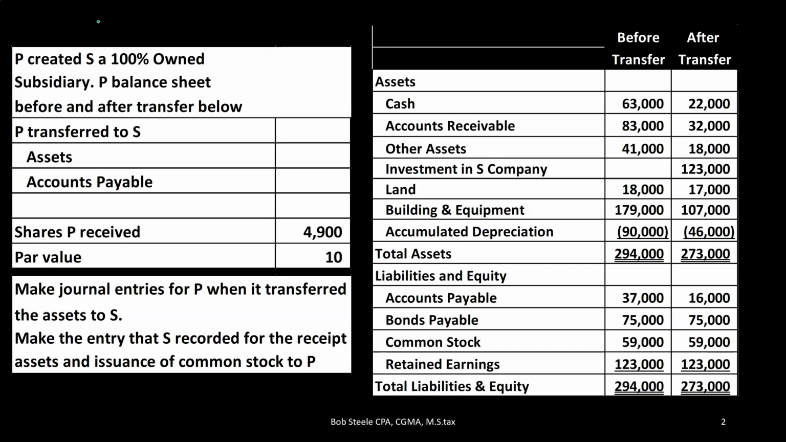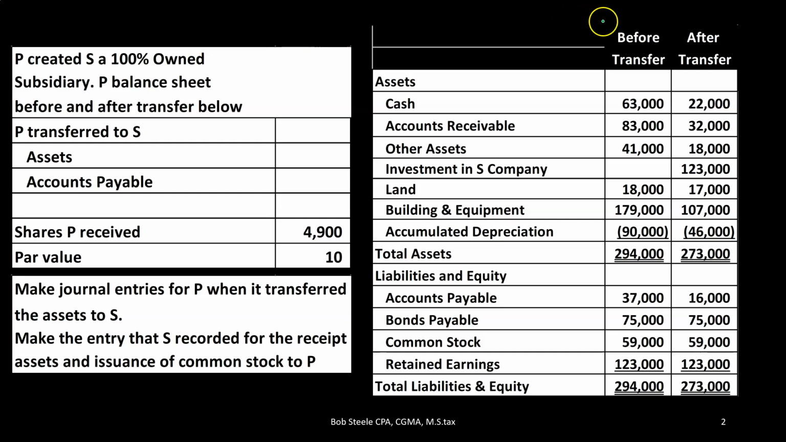We have P saying, hey, I'd like to restructure for whatever reason and make another company, which will be fully owned by the original company, P, that company being S. So what we're going to do is just create this new company. We're going to transfer assets and liabilities into it in exchange for the equity in S. So that's going to be our objective.